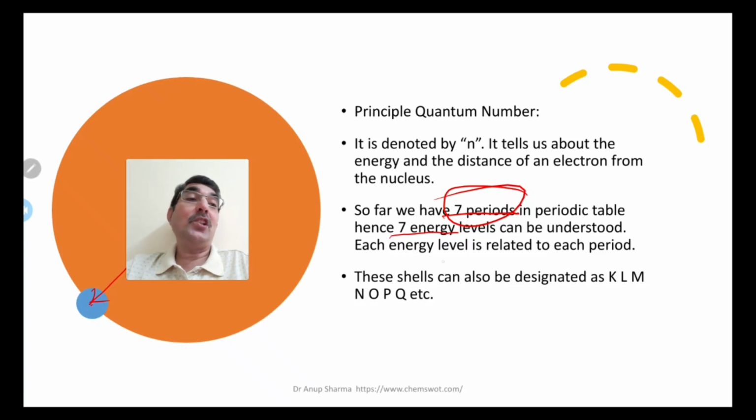So each energy level is related to each period in the periodic table. So you can better understand and correlate the periodic table with this quantum number. So these shells can also be designated as K, L, M, N, O, P, Q, etc. Or first, second, third, fourth, fifth, sixth, 7, 8, like that.